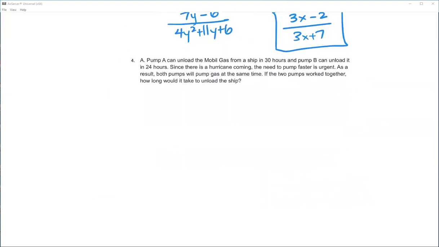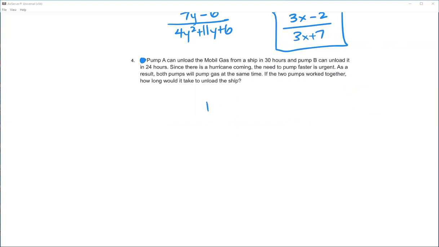Number 4, you could cross out that A right there. It was supposed to be a part A, but I decided just to make it one question. Pump A can unload the mobile gas from a ship in 30 hours. Pump B can do it in 24 hours. They want to do it faster, they want to work together. So this is a combined rates problem.